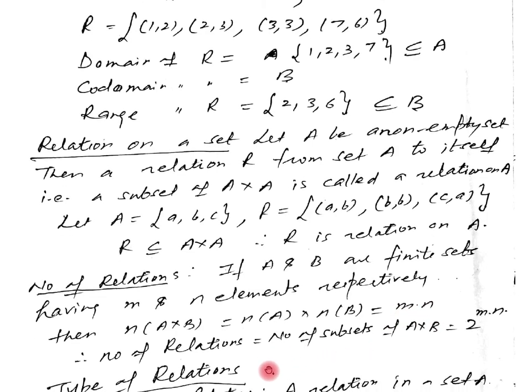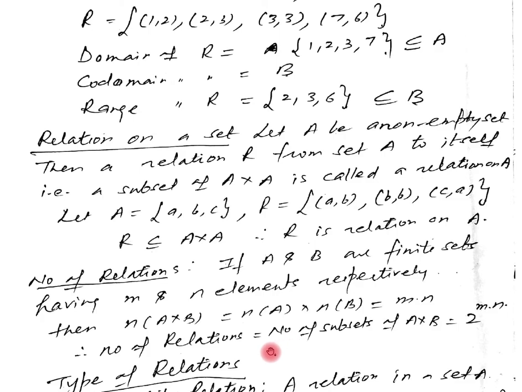Now here the number of elements of A cross B equals number of A into number of B, equal to m into n. Therefore, the number of relations is given by the number of subsets of A cross B, which means 2 raised to power m into n. That is the number of relations from A to B, if A has m elements and B has n elements. So the number of elements of A cross B is m into n. Therefore, the number of relations from A to B equals 2 raised to power m into n.